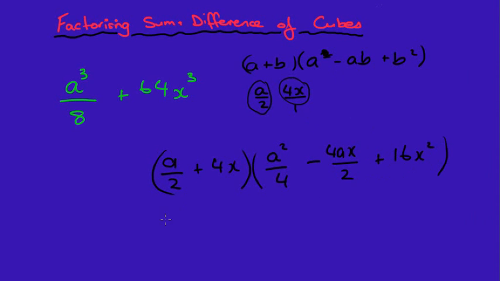Can I simplify anything there? I'll probably simplify a little bit. A over 2 plus 4x. And then I've got a squared over 4 minus, well, 4 divided by 2 is 2, so I get 2ax plus 16x squared. Okay, and that's pretty much about it. I mean, that's like saying a half a and a quarter a squared. But look, that's pretty much about it.